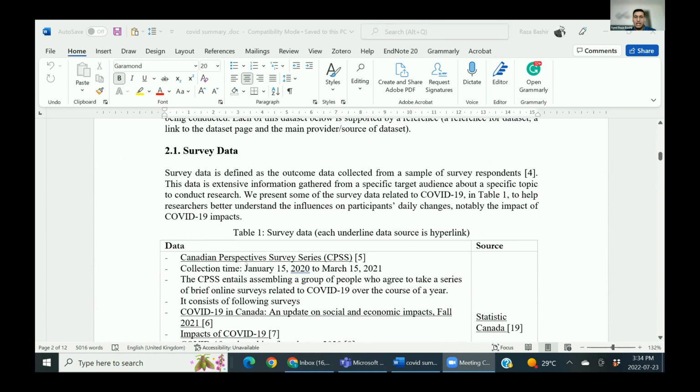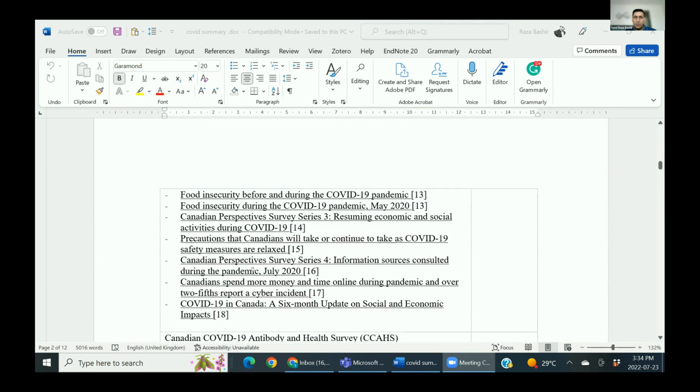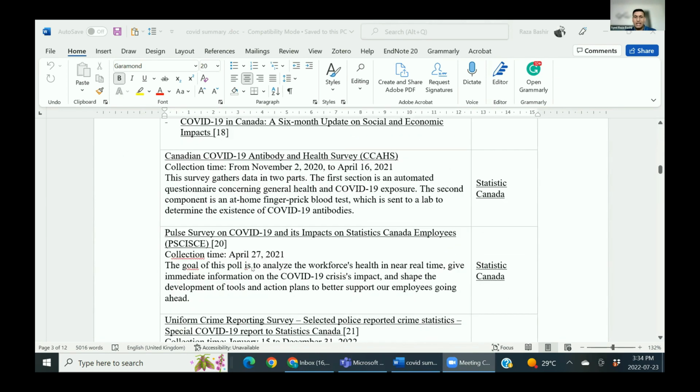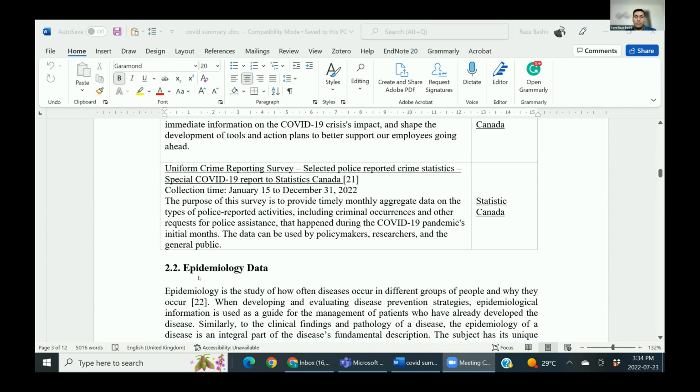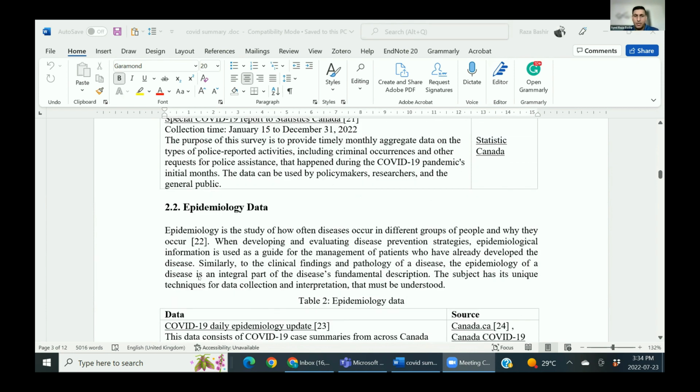So these are in table number 1, all the survey data that we found and put in the data set. This is number 1. Number 2, so there are 8 in total. The second one is about the epidemiology data.